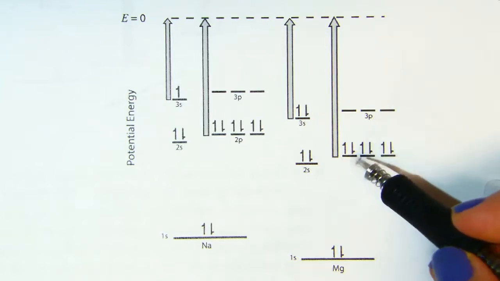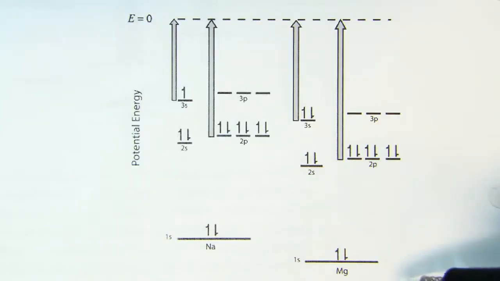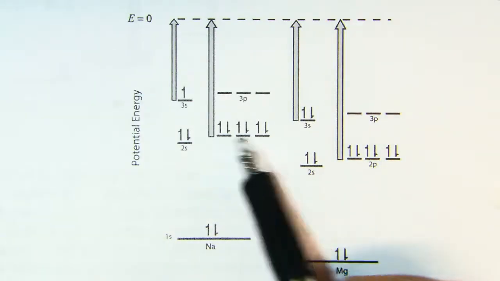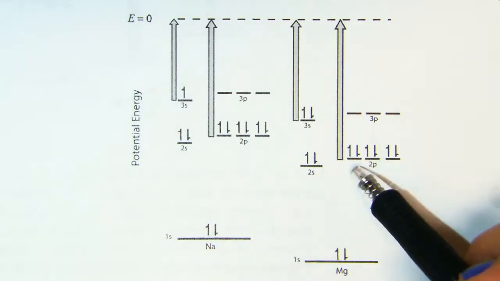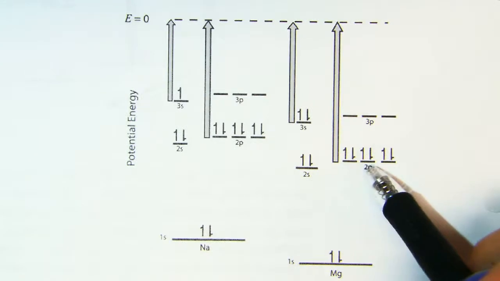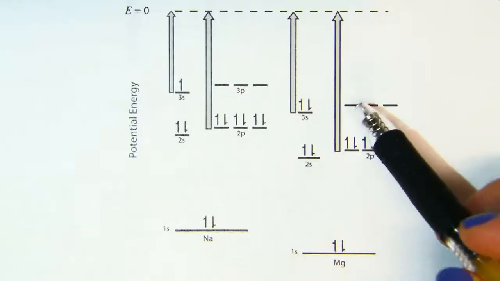The diagram illustrates the general trend that ionization energy always increases dramatically when the electron being removed comes from a filled shell. For magnesium, the third electron is removed from a filled n = 2 shell, and this results in a very high ionization energy.